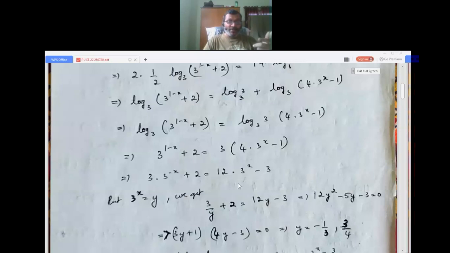So let 3 power x equal y. If I take 3 power x as y, 3 power minus x will be 1 by y. That is 3 by y plus 2 is equal to 12y minus 3. Here I multiply by y: 3 plus 2y is equal to 12y squared minus 3y. Minus 3y minus 2y will be minus 5y. So 12y squared minus 5y minus 3 equals 0, I get.